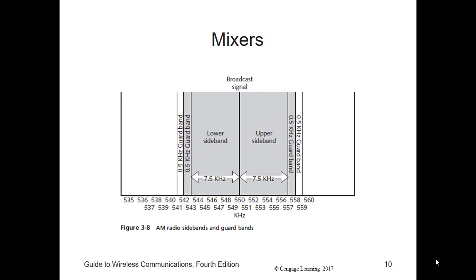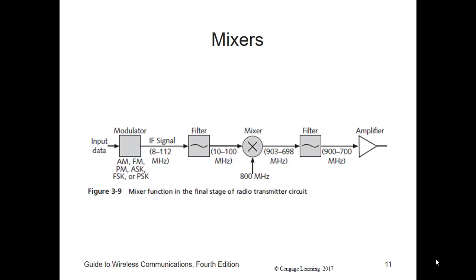Mixers are used to convert an input frequency to a specific desired output frequency. So, for example, let's say you wish to transmit data using an 800 megahertz carrier. The transmitter takes the input data and modulates the signal to produce an IF signal. In this example, the output from the modulator is a range of frequencies from 8 to 112 megahertz, which also includes some undesirable harmonic frequencies. The signal is then put through a bandpass filter to produce the desired IF signal range of 10 to 100 megahertz.